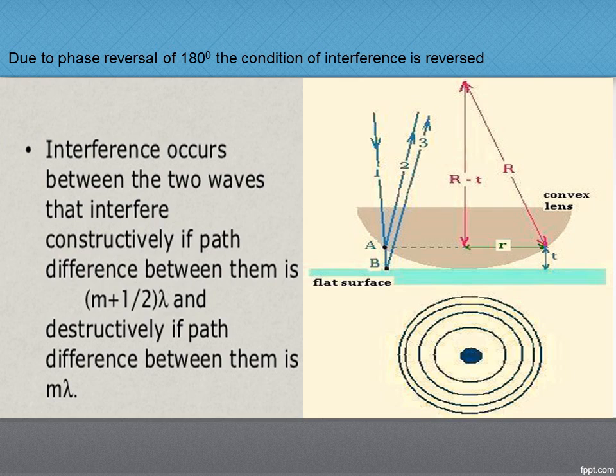Now in the second diagram you can see ray of light 1 which is reflecting from the surface A of the air film, and the second is reflecting from the lower surface of the film, and these two rays interfere according to the condition of interference and form alternate bright and dark rings.